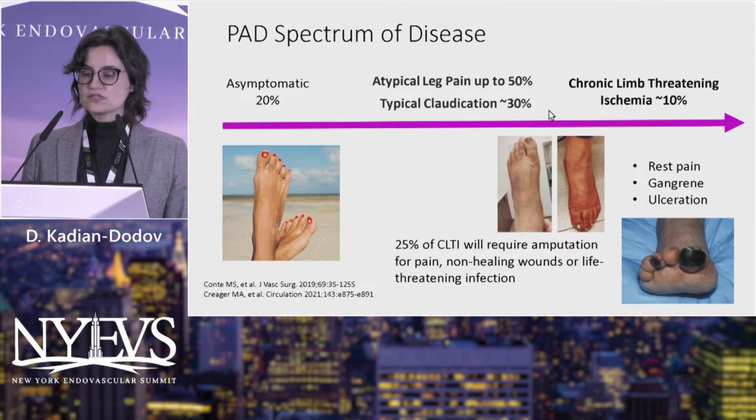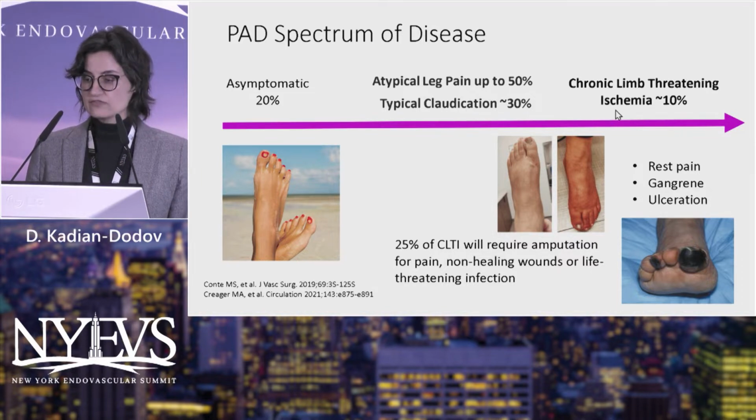Keep in mind that typical claudication is only about a third of patients. The majority are going to be asymptomatic or have atypical symptoms. And the smallest amount, thankfully, will present with critical limb-threatening ischemia, which is a syndrome of rest pain, gangrene, or ulceration due to PAD.